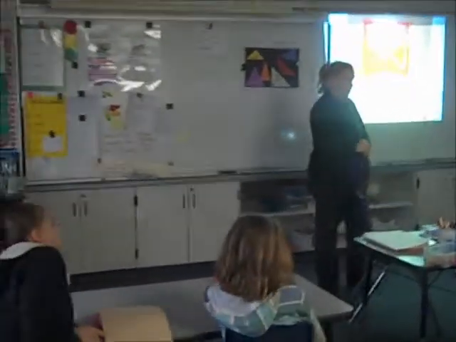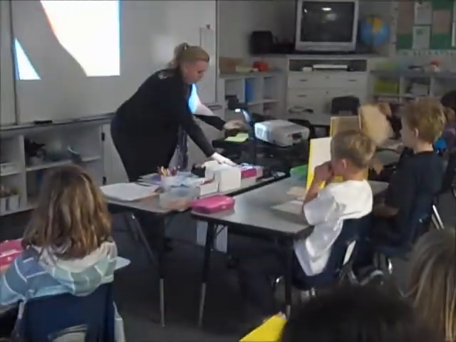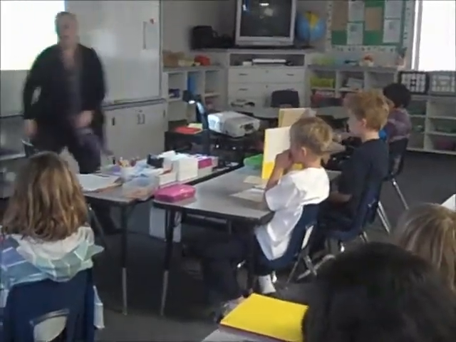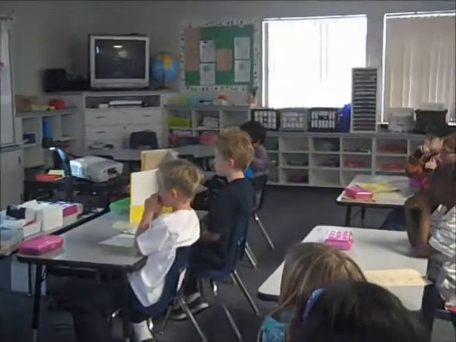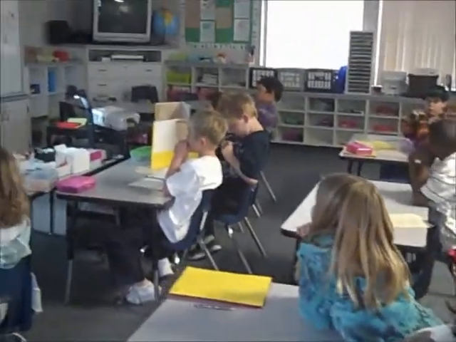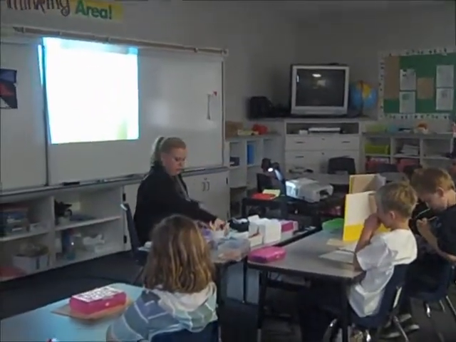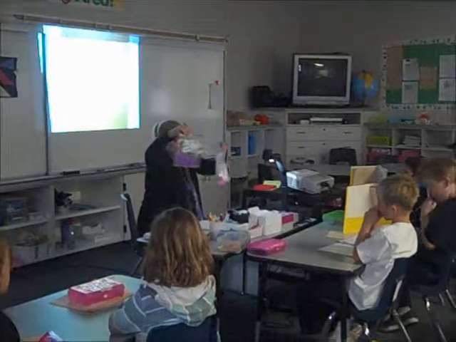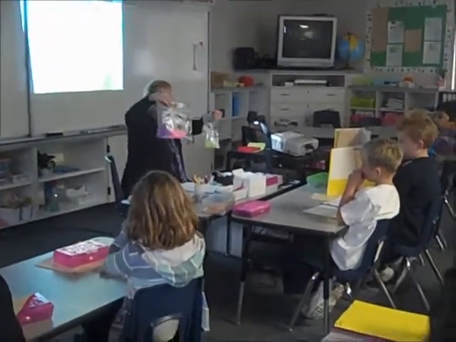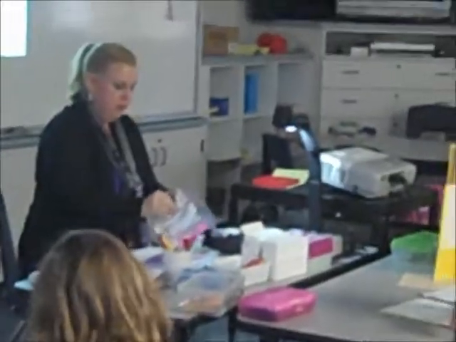Okay, the group that will be working with me, we're going to work on classifying triangles based on their sides. So we're going to do scalene, isosceles, and equilateral triangles. What we're going to be doing is using these straws that I've cut into different sizes. I'm going to show you an example of one, and then we'll break into groups.